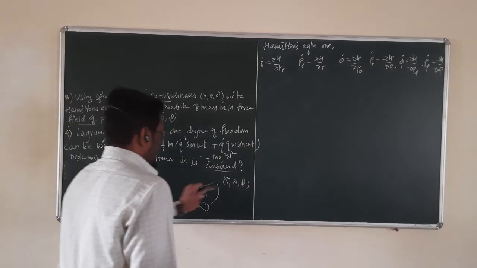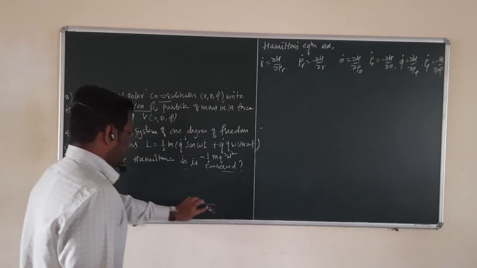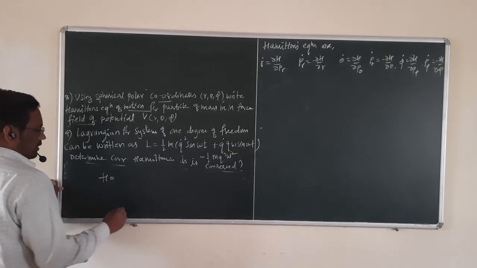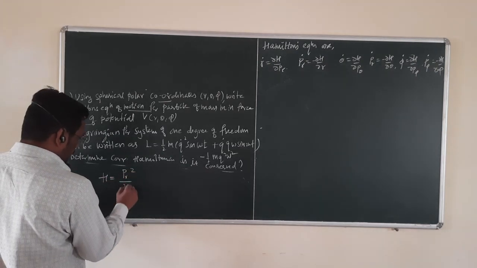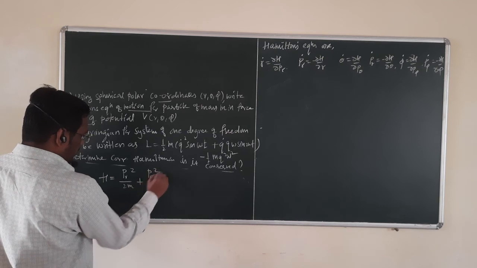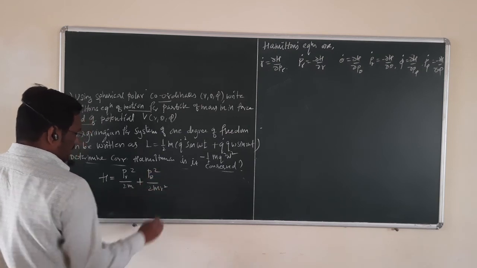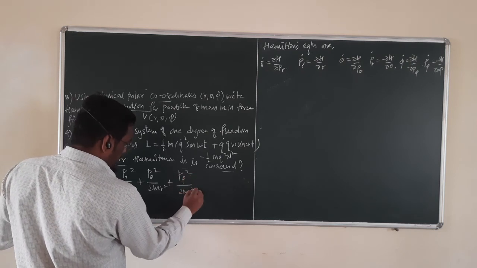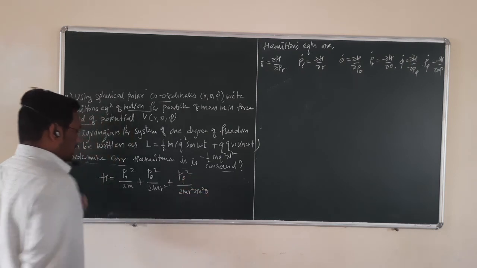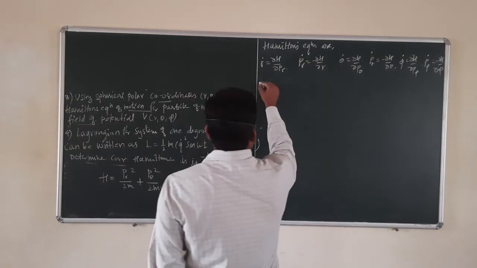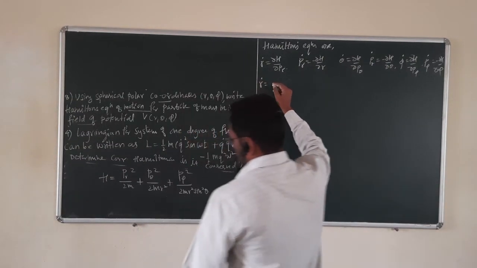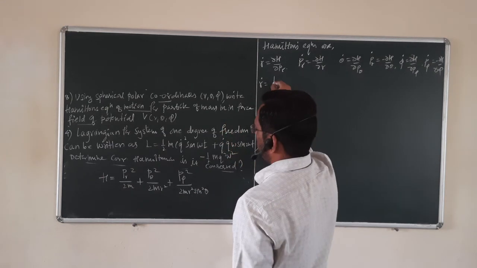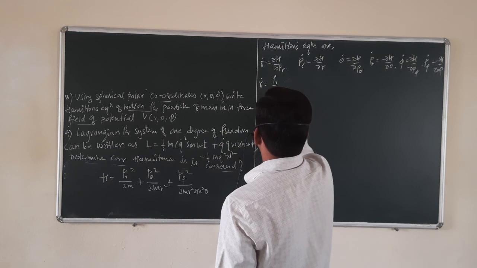For that we need the Hamiltonian. So the Hamiltonian H is first of all p_r squared divided by twice m, plus p_theta squared divided by twice m r squared, plus p_phi squared divided by twice m r squared sine squared theta. So here, the first equation: r dot is the partial derivative of the Hamiltonian with respect to p_r. So that is p_r upon m.